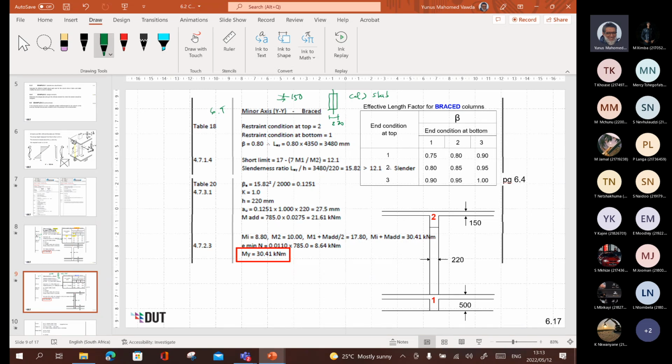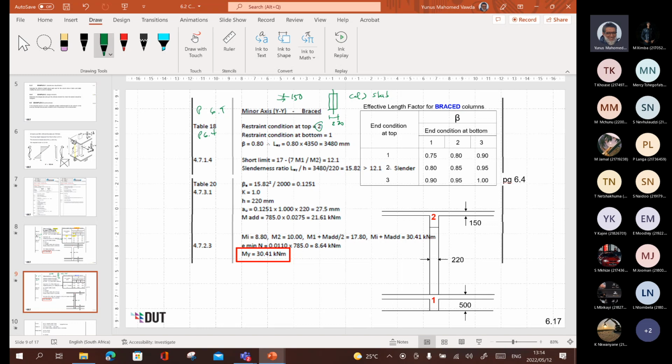Where do we get that from? Table 18, page number 6.4. Unbraced or braced, we've got braced, table 18. The conditions are given on page 6.3, the page before that. Column dimension exceeds beam or slab depth. So that's what we got: end condition 2 at the top.